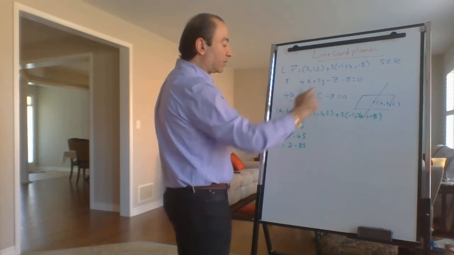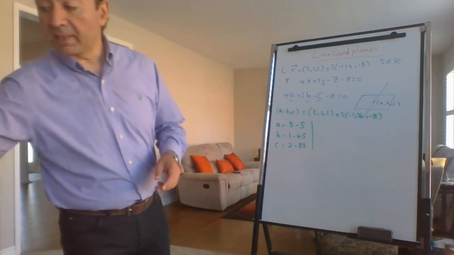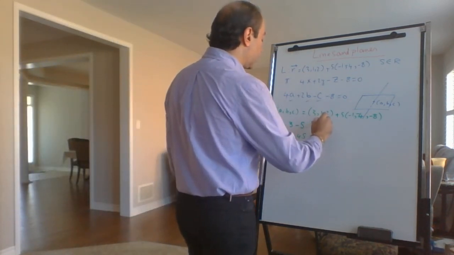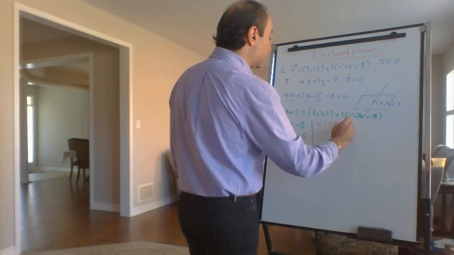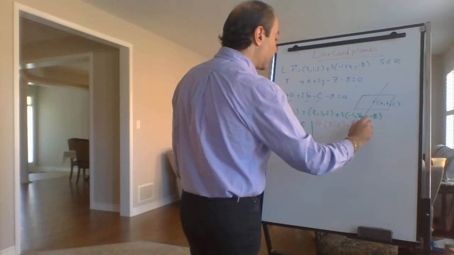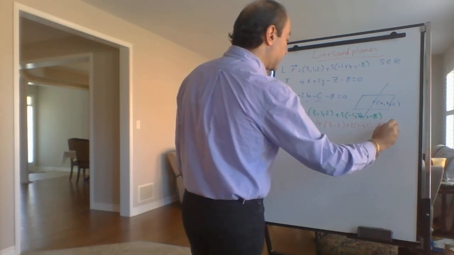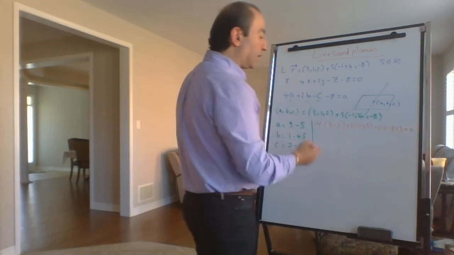So I can go back to this equation and substitute for A, B, and C and have an equation with only one variable, which is S. So instead of A, I'll put 3 minus S. Instead of B, I'll put 1 minus 4S. Instead of C, I will put 2 minus 8S. And equal 0. Now the remaining work is algebra.